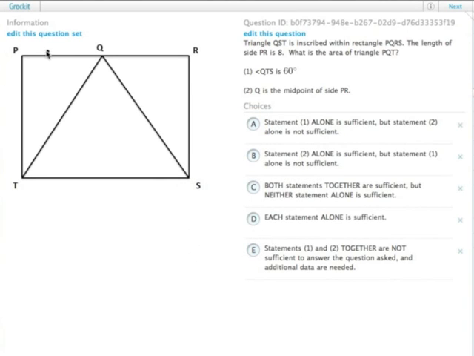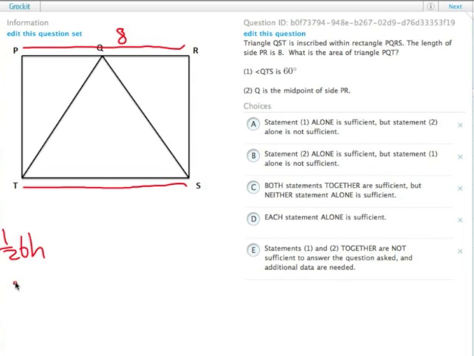So triangle QST is inscribed in rectangle PQRS, and the length of side PR is 8. Let's put that in there. So this is 8. What's the area of triangle PQT? So the area of the triangle will be 1/2 the base times the height.